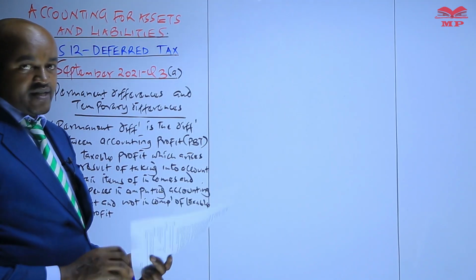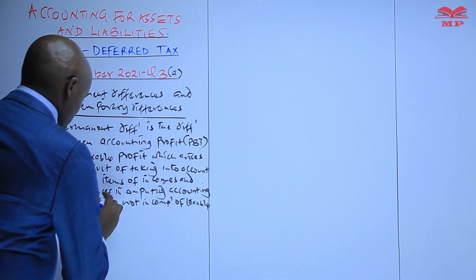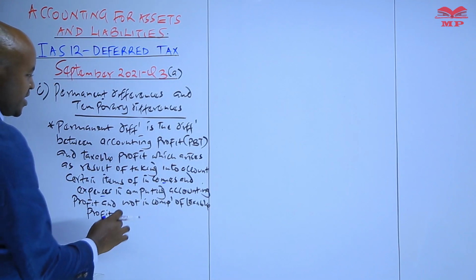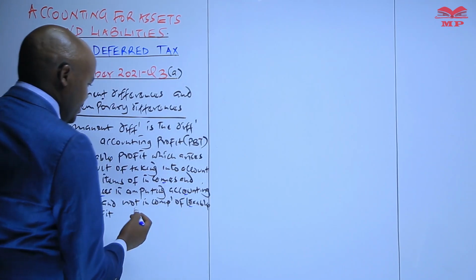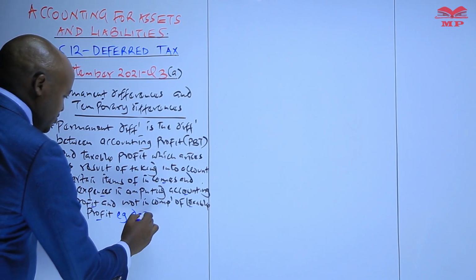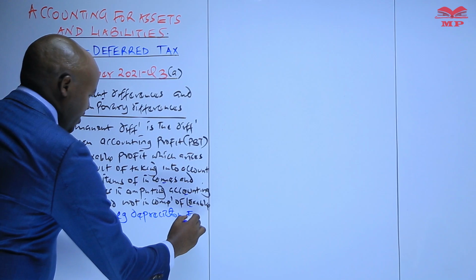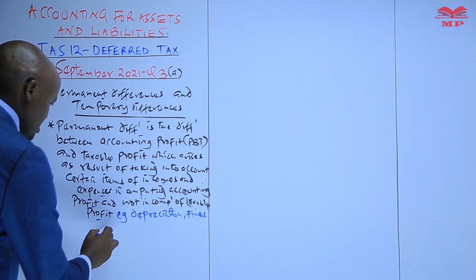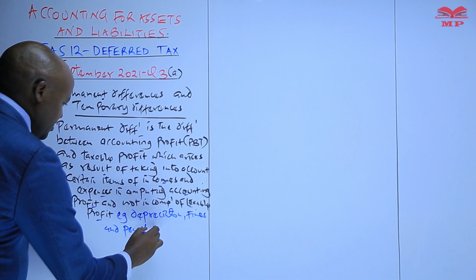I've given good examples of such items of income or expenses which will only be considered in computing the accounting profit, but not considered in computing the taxable profit. Such items include depreciation, and we also have fines and penalties, etc.